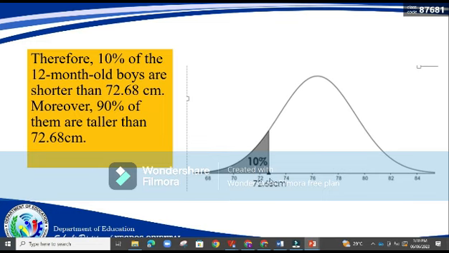And this is the sketch, 10%. Okay, so this is where 72.68 centimeters is located.